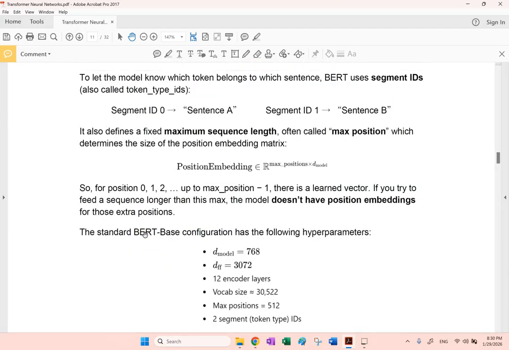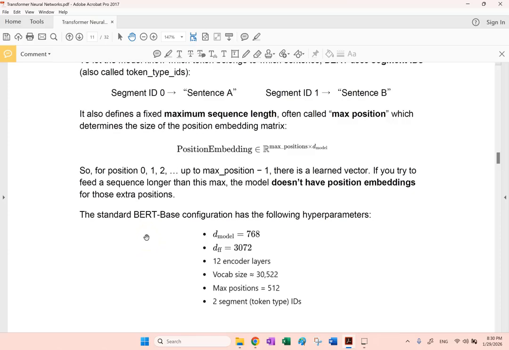If you look at the original BERT, the dimension of the higher dimensional space was 768, as opposed to ChatGPT, which is 2900. It was about a fourth of that, so a much smaller space. And the vocabulary size was only 30,000. Remember, for ChatGPT, this is 201,000, about 7 times bigger. The DFF was 4 times D model, as you can see.